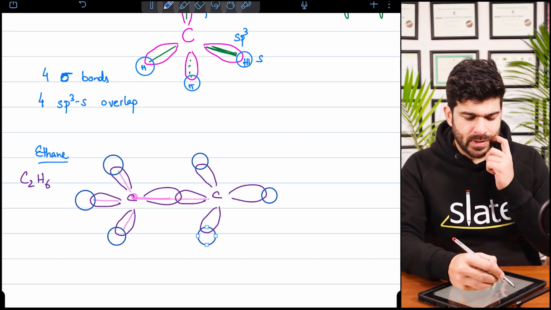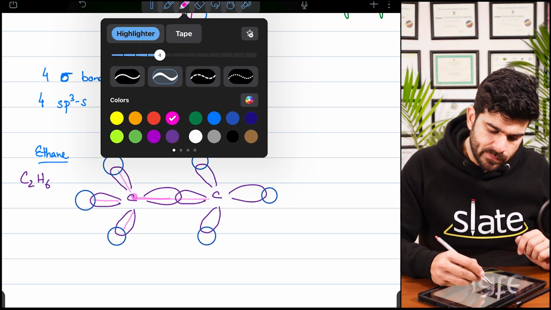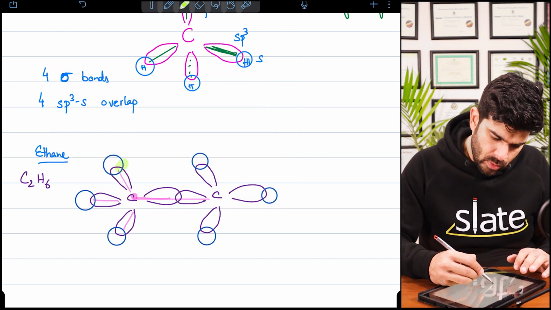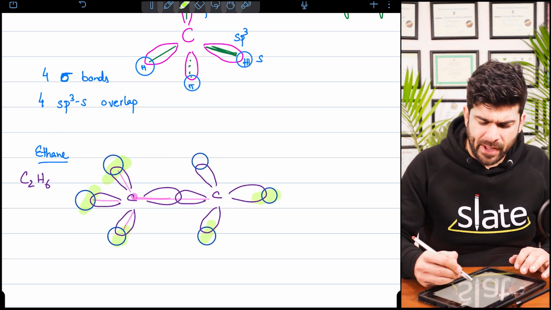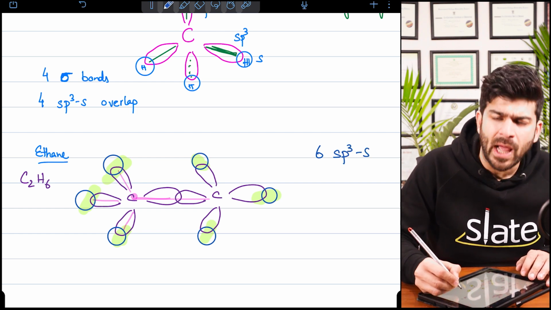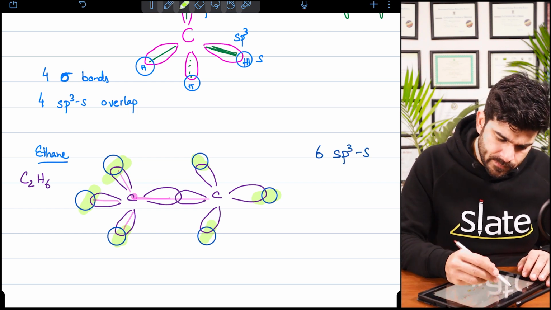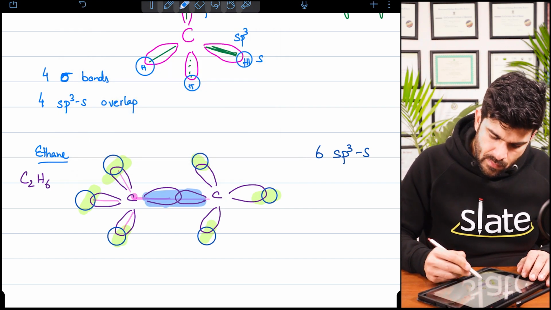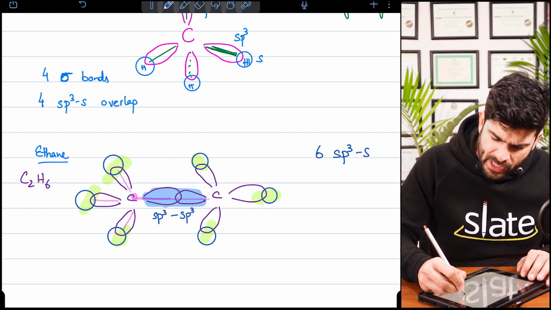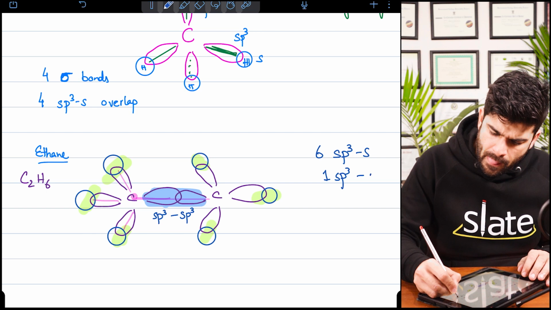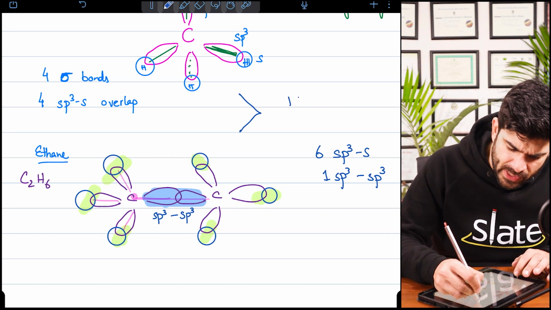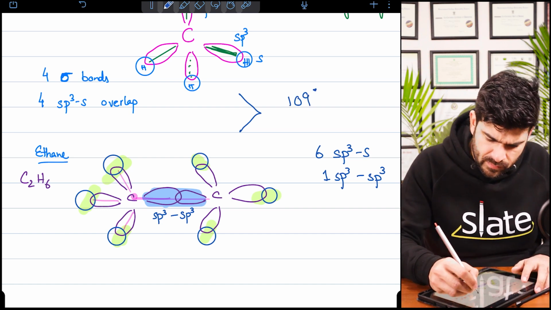So what are the overlaps? Students, let's count them again. 1, 2, 3, 4, 5, 6. So we have 6 sp3 s overlaps. But what about this one? We have both sp3, so we have one sp3 overlap. And the angle in both the cases will be 109.5.